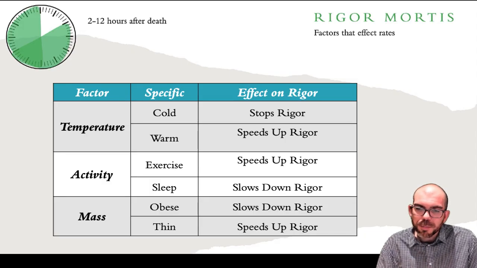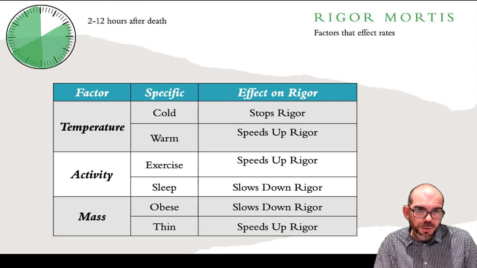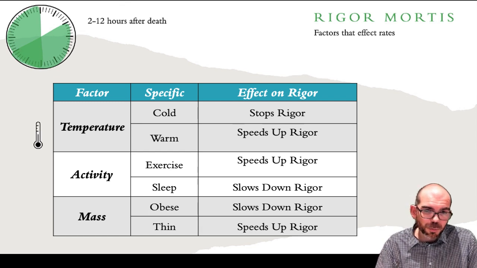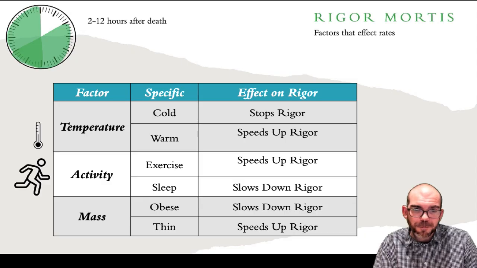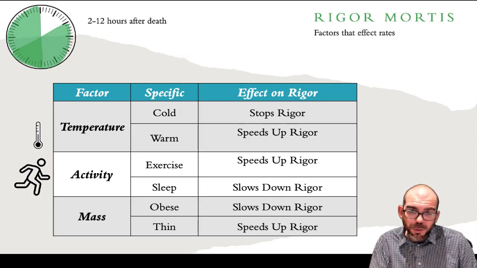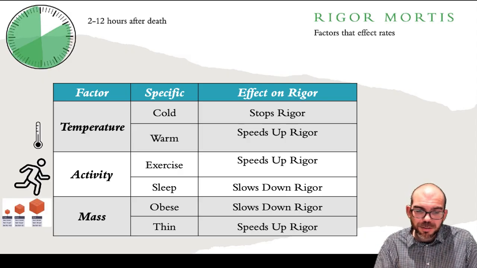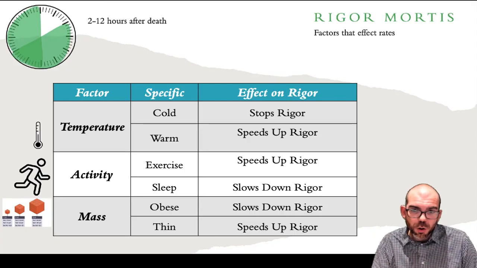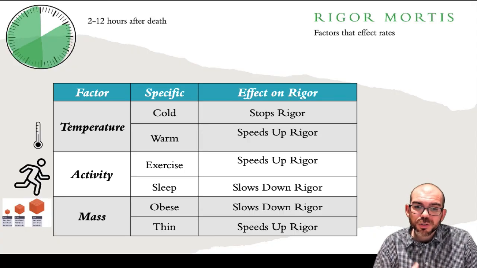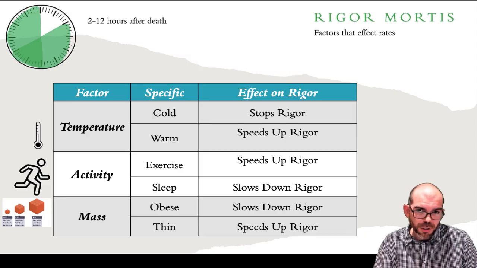This too can be affected by environmental change, just like algor mortis. The big ones that affect rigor mortis is temperature. Colder temperatures can slow down rigor, warmer temperatures can accelerate it. The amount of activity an individual's had before their death, a lot of exercise can accelerate rigor, whereas sleep will slow it down. And body mass. Obese individuals have a slower progression in rigor, whereas thin individuals accelerate rigor. Again, we're seeing that difference in that surface area to volume ratio.